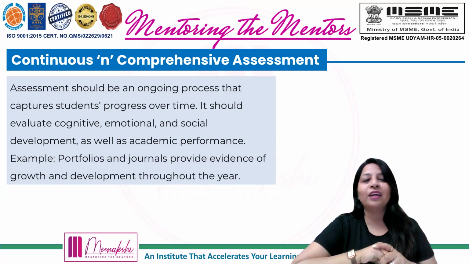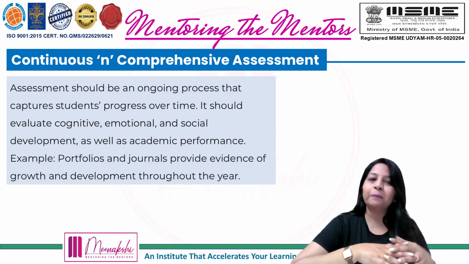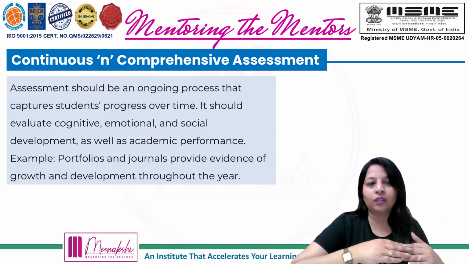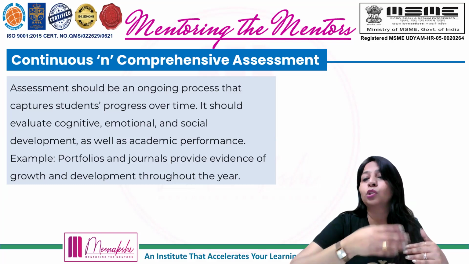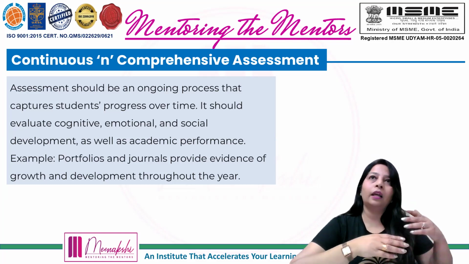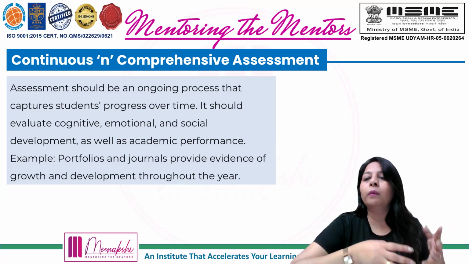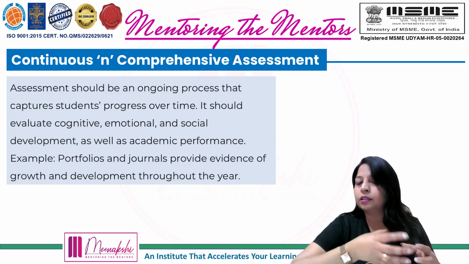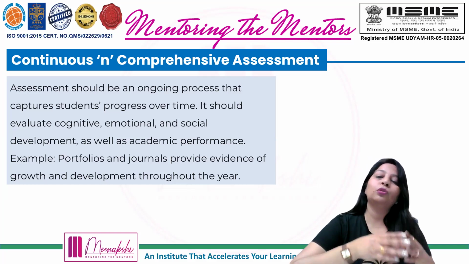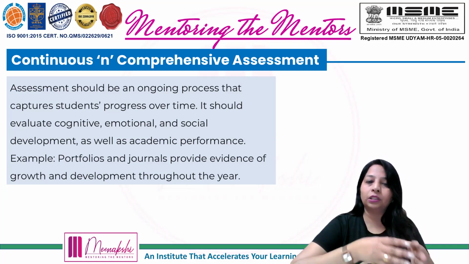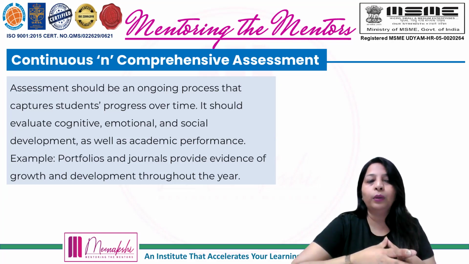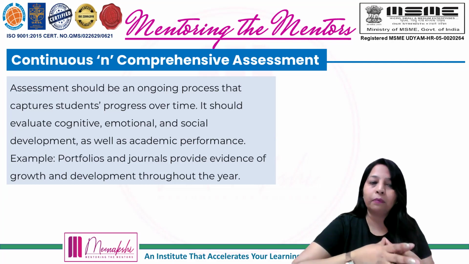And let's talk about continuous and comprehensive assessment. Assessment should be an ongoing process that captures the student's progress over time. It should not be that only after 6 months you conduct assessment, because then how will you map and track the student's learning? You should be able to scaffold the student wherever required. So it should evaluate cognitive, emotional and social development as well as academic performance.